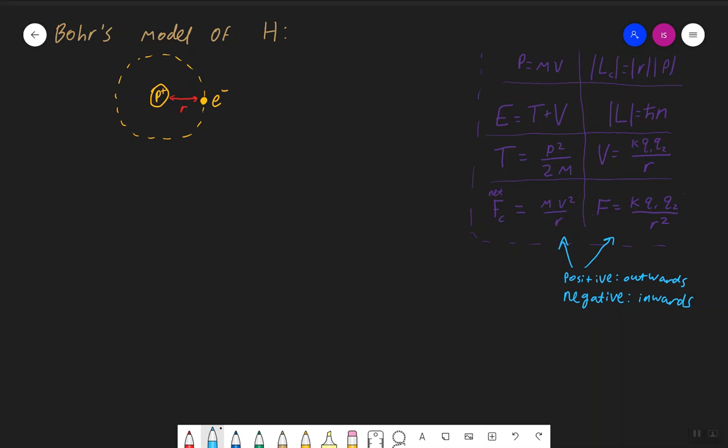Now, this model is based off of the experiments that we talked about a few videos ago, as well as the spectral lines that we also talked about a few videos ago. And this model will actually explain both of them. The first thing I have to note here is that this model is wrong. We will find and develop through quantum mechanics that this model is incorrect. So why do all the calculations for it? Because it turns out that the equation that this model predicts for the energy level is actually correct.